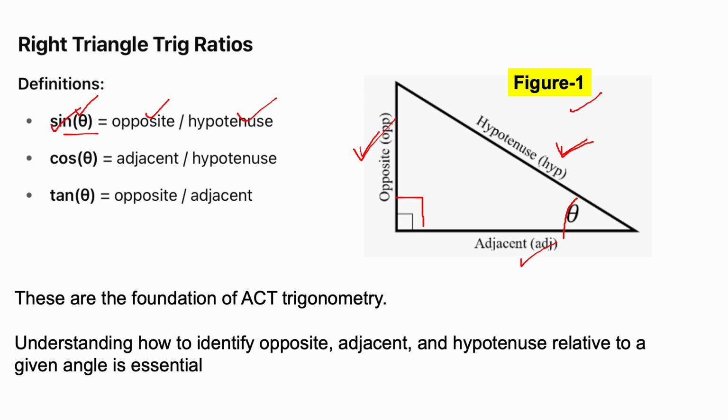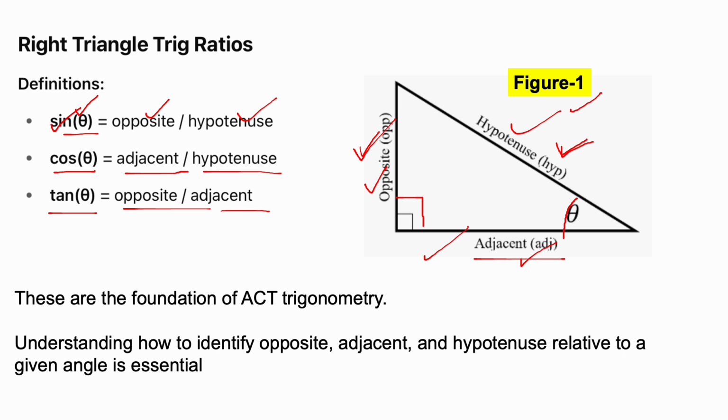Cosine of theta is the adjacent, this one, over hypotenuse. So, if you take the ratio of adjacent and hypotenuse, you get the value of cosine theta. And tangent of theta, tan theta, is the ratio of opposite and adjacent. Opposite by adjacent is called tan theta.